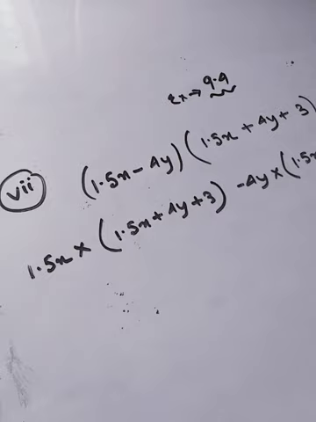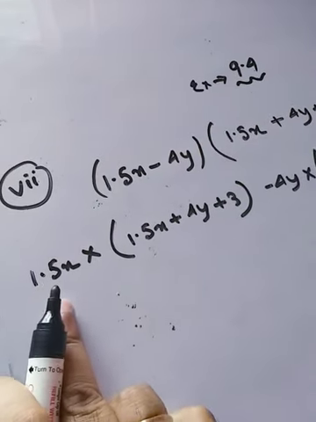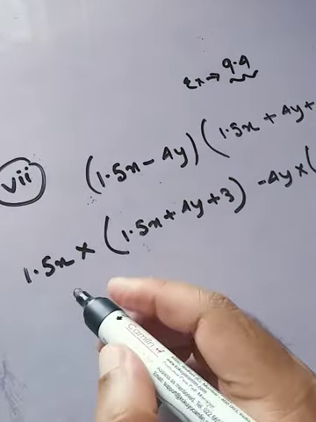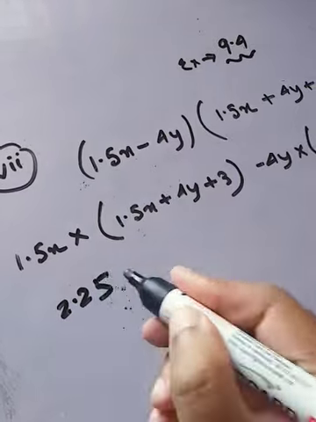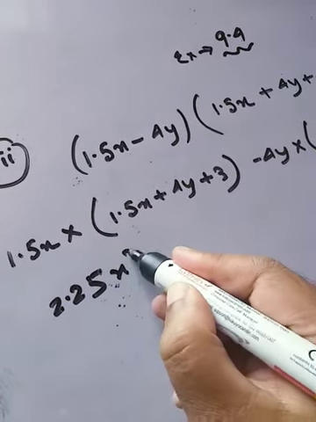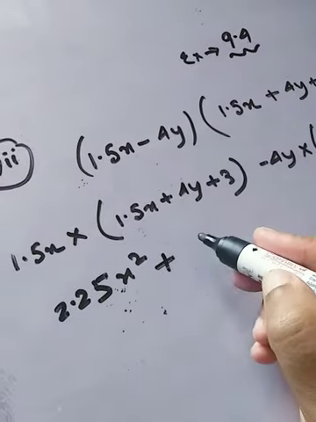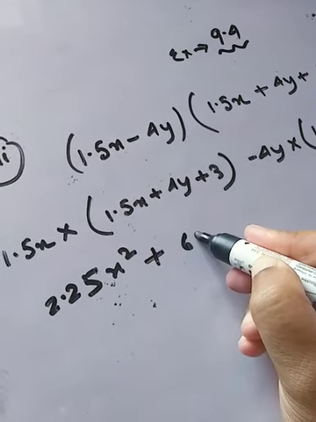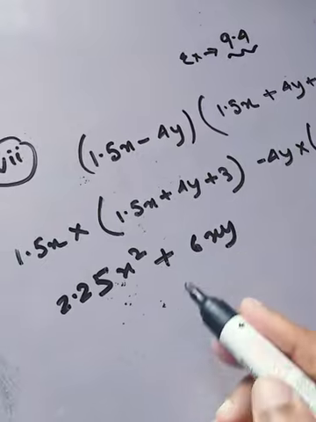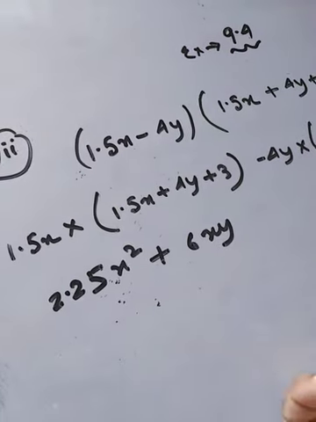Now we just have to multiply it. So 1.5 into 1.5 is 2.25. You will just check it out, okay? And x into x is x square. Plus plus is plus. 1.5 into 4 is 6xy. So 6.0 is 6 only.